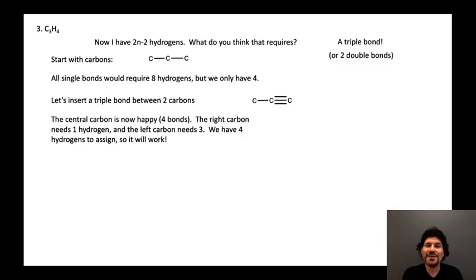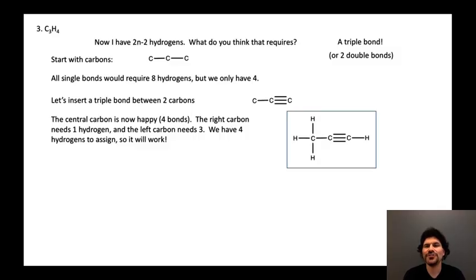So let's insert a triple bond between 2 of the carbons. The central carbon is now happy. It has its 4 bonds. The right carbon is going to need 1 hydrogen, and the left carbon is going to need 3. We have 4 hydrogens to assign, so it will work. And there is our Lewis structure.